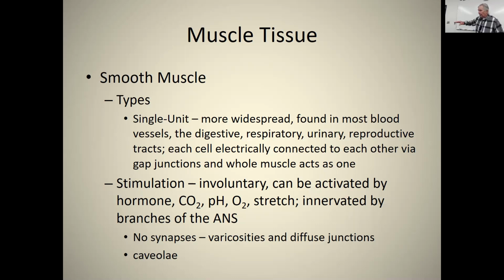So as I said, no synapses. These varicosities and diffuse junctions, and these caveolae, which are like little pits in the cell membrane where we have neurotransmitter receptors. And so neurotransmitters, as I said, leak out of these varicosities, diffuse down to receptors in the caveolae, and that initiates a muscle contraction.